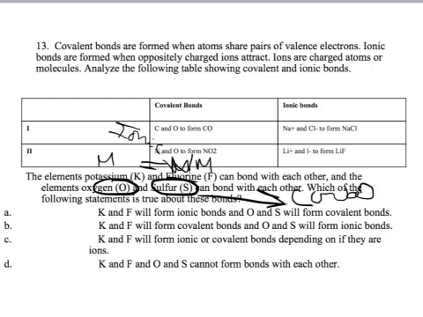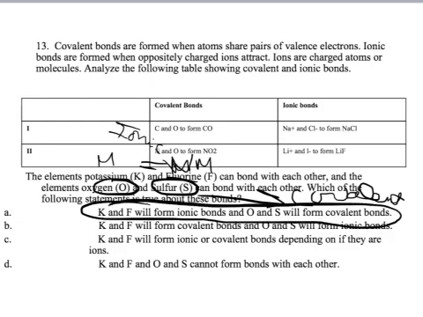So now we know we're talking about an ionic, and it's potassium and fluorine that are going to form the ionic, and oxygen and sulfur that are going to form the covalent. So the first one says potassium and fluorine, K and F, will form ionic bonds, and oxygen and sulfur will form covalent bonds. That's what they're going to do. The rest are all wrong because they can bond together. K and F, they're always going to be ionic because the metal donates the electron to the nonmetal. K and F will form covalent bonds. Nope, not going to happen. They're going to form an ionic bond.